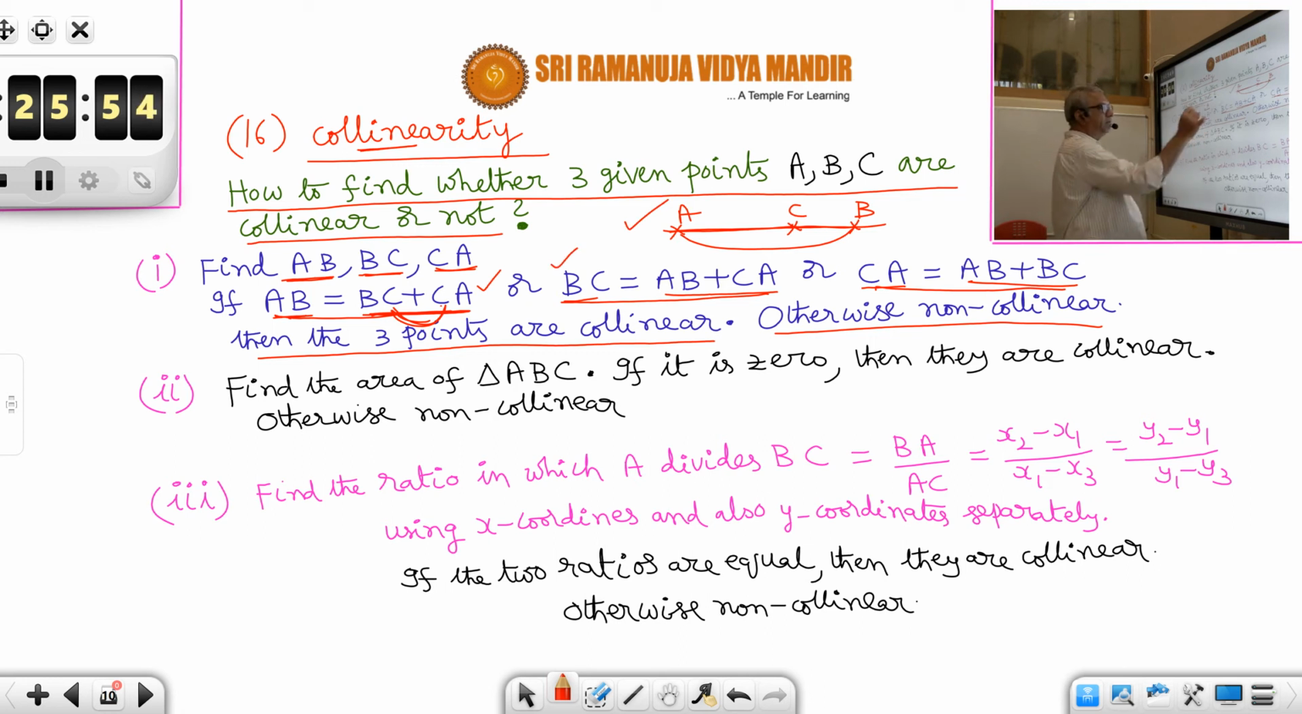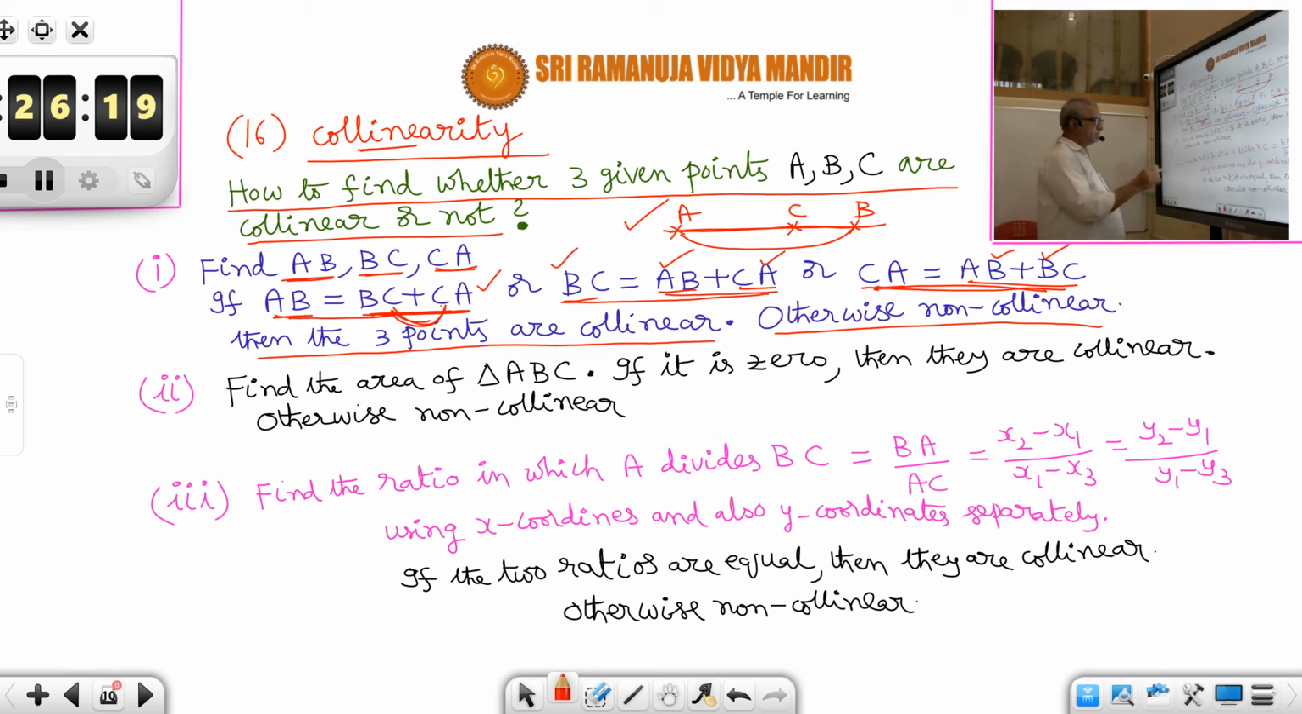Suppose the second case is true, BC is equal to AB plus CA. Which point is in between? AB and CA, what is the common point? A. So A is in the middle, B and C are at the ends. Similarly, if the third condition is satisfied, B is in the middle and C and A are at the ends. Okay, that is the first method.